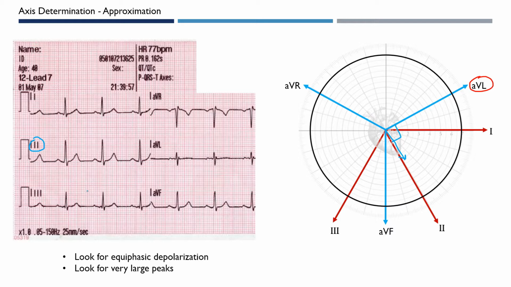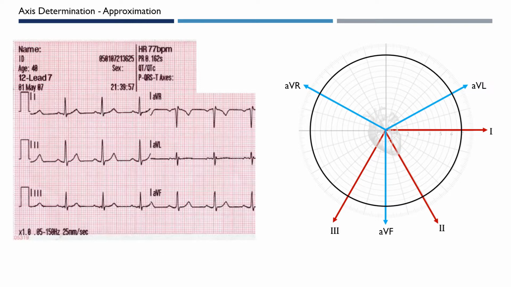This is important because the closer any particular lead is to the actual path of electricity, the larger the amplitude. So if you look at your EKG and you have one particular EKG lead that has large amplitudes, you know your depolarization is around or very close to that particular lead. So those are two immediate clues that we can take advantage of.